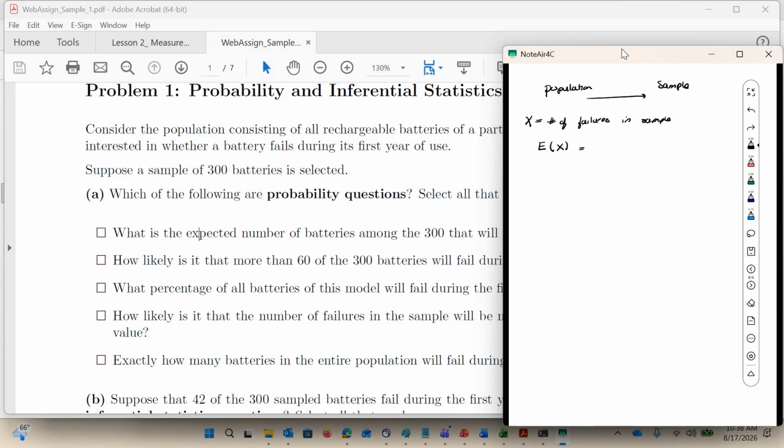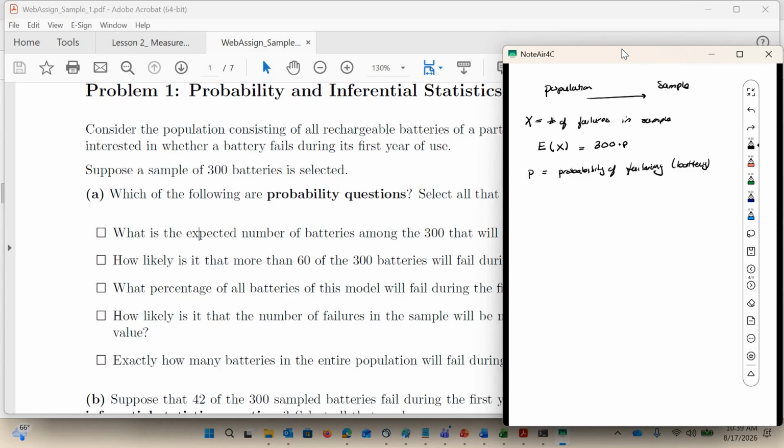which is going to be 300 times P, because I'm going to apply the probability from the population, which is unknown, but in the first, let's suppose that P is equal to the probability of failures for a single randomly selected battery. Then 300 times P is going to be my expected value. We haven't really hit these definitions yet, so it's awkward for me to talk about it.